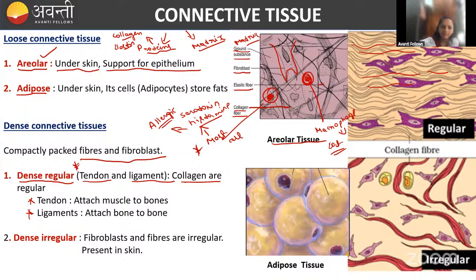Remember. Then coming to the dense irregular, here it mainly consists of fibroblasts and the fibers are irregular. There are no types here. This dense irregular is mainly present beneath the skin. In the skin it is present.